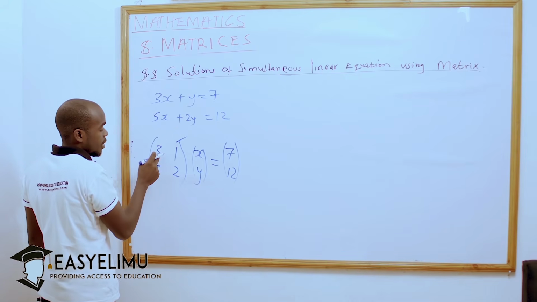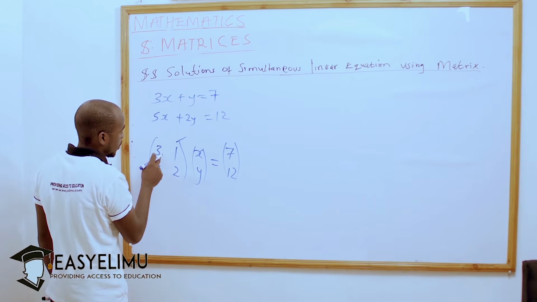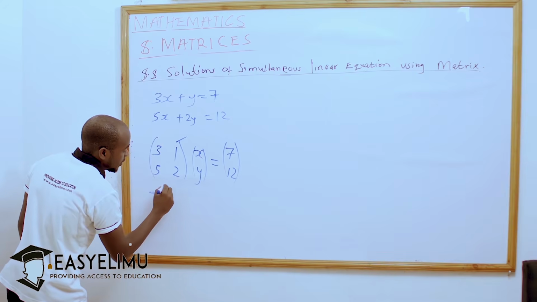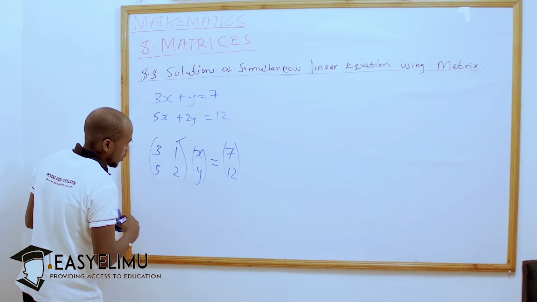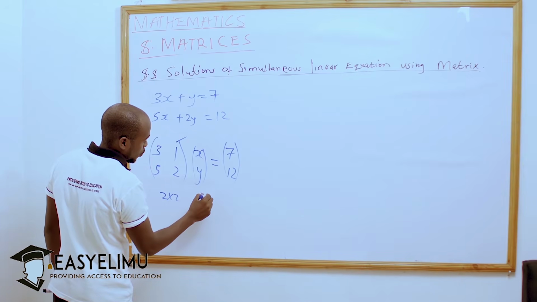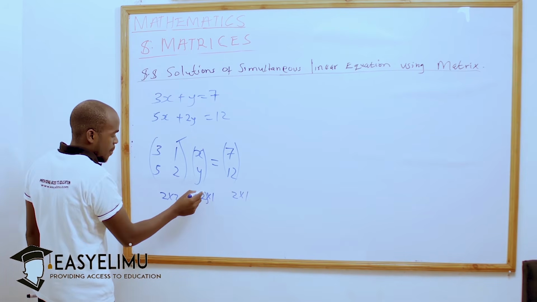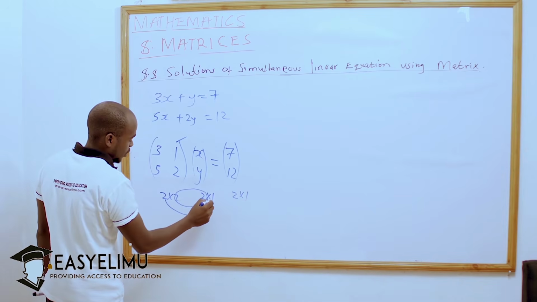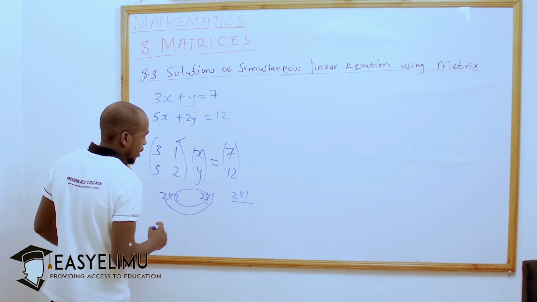Here we shall start with 3 multiplied by x. 3 by x is equal to 3x. Actually, this is a 2 by 2 matrix. This is a 2 by 2 matrix, and this one is a 2 by 1. This one is also a 2 by 1. So we can see they are compatible, meaning we can multiply, and our result is 2 by 1. So we need to find the value of x and y.